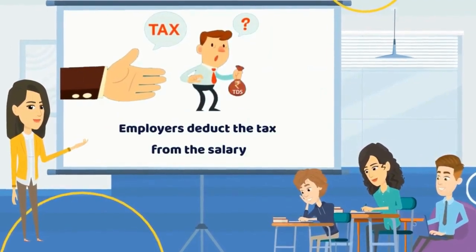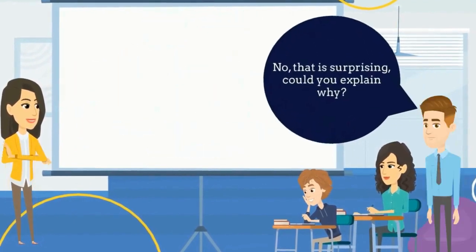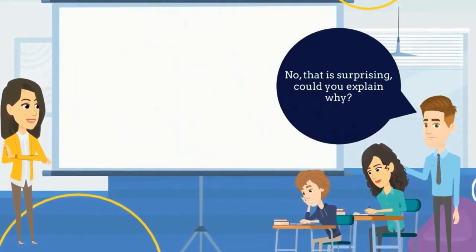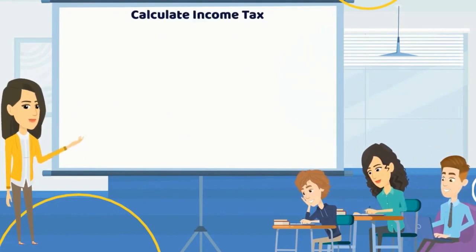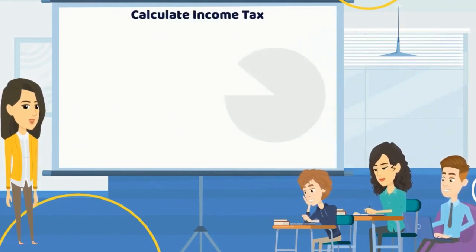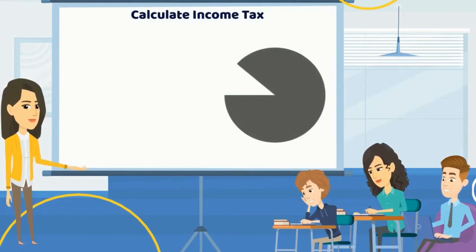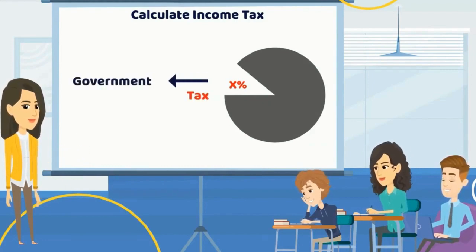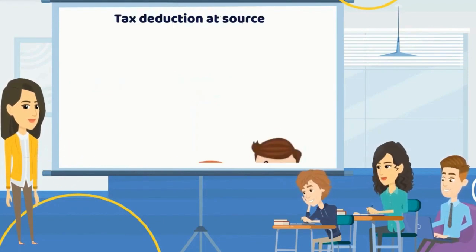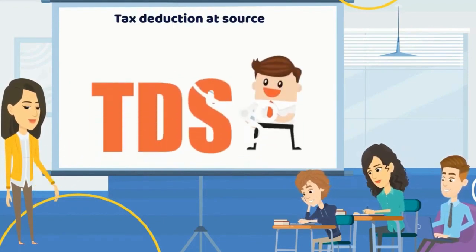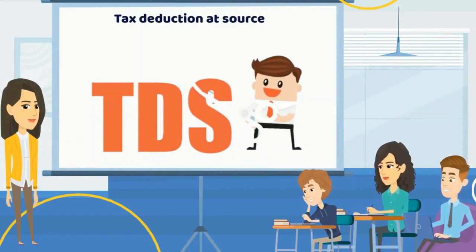Do you know that company has to deduct tax from employee salary? Oh, that is surprising. Could you explain why? As per government regulations, all companies are expected to calculate income tax on the salary that is paid to the employee, deduct this amount, and pay the deducted amount to government on a monthly basis. This deducted amount is also referred as TDS, tax deduction at source.